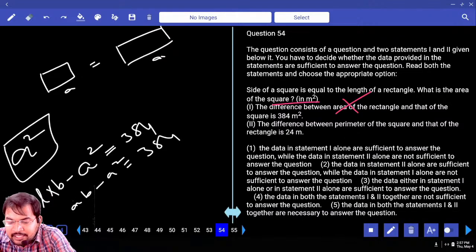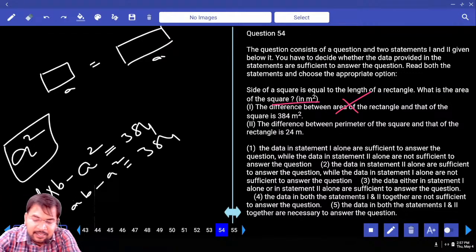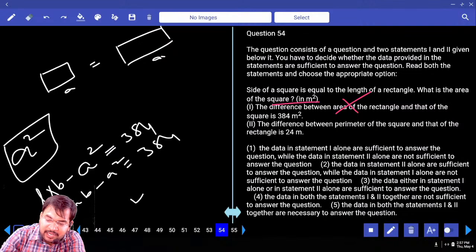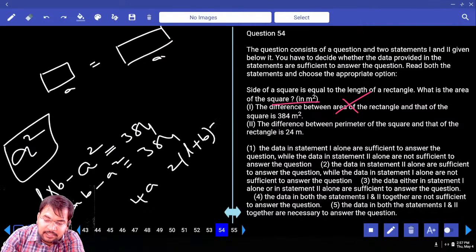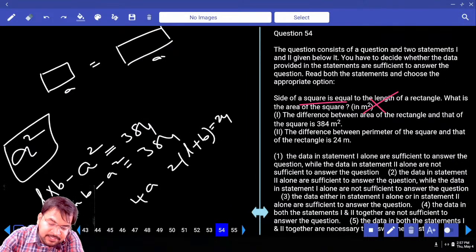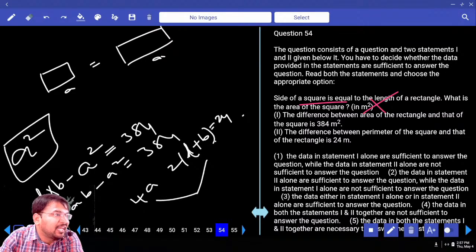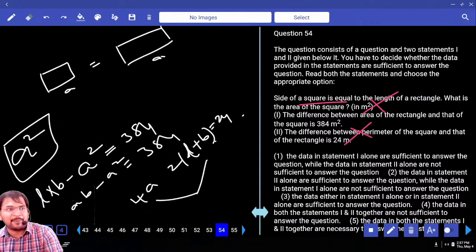Okay, next. The difference between the perimeter of the square and that of the rectangle. So the perimeter of the square is nothing but 4A. Perimeter of the rectangle is nothing but 2 times (L plus B). That is equal to 24, this difference is 24. L is nothing but A, but we don't know B. So the answer is not possible.